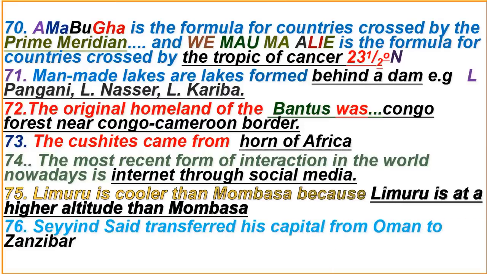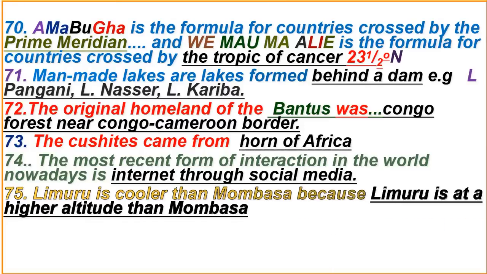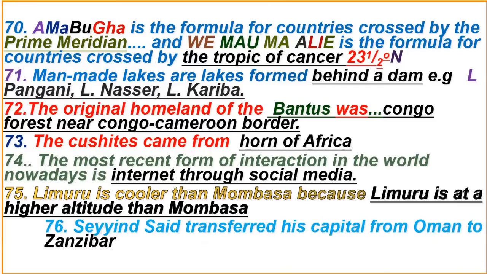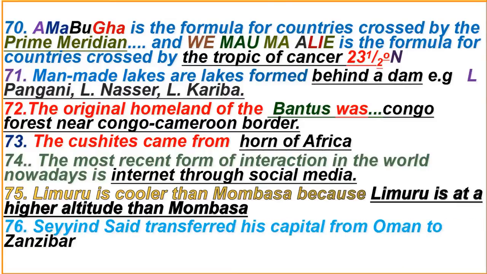Number 76. Said transferred his capital from Oman to... the correct answer should be Zanzibar. That's where he transferred his capital. Homework for you to do: find out why Said transferred his capital from Oman to Zanzibar.